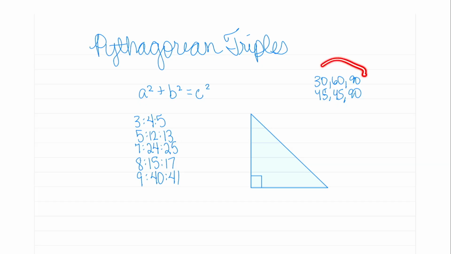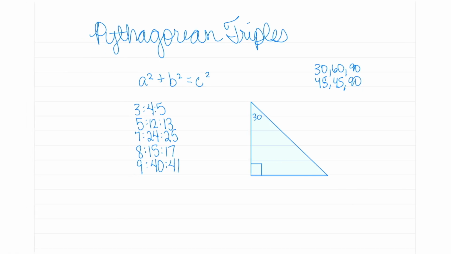Now, these 30, 60, 90 and 45, 45, 90 are related to the angles inside the triangle. So for instance, you could have 30 here, 60 here, and then you would have a different set of numbers, which I'll go through in a little bit. Or you could have a 45, 45, 90 triangle, which is isosceles, and it would look like this, and then you have another associated set of sides that go with that.